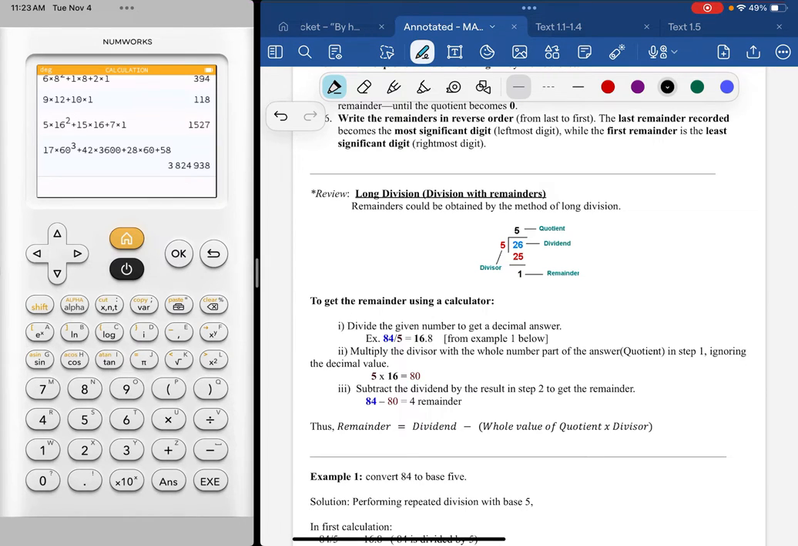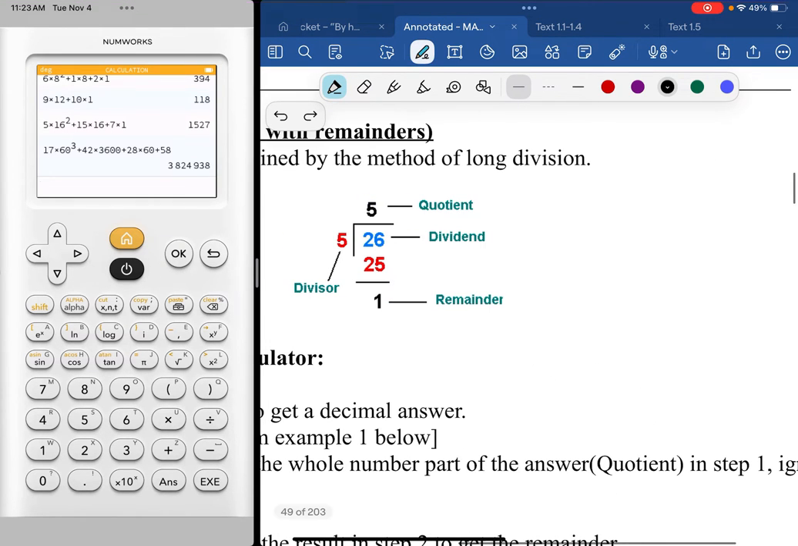So a quick little review on how you find a quotient using long division. All right. Divide the given number. So I'm looking down here. We have the example. I'll do another one with you in a sec. But we divide the given number to get a decimal answer. Then we multiply the divisor with the whole number of the answer, ignoring the decimal value, and then subtract the 2. All right, so we could involve a calculator on this. The different ingredients: the dividend is the thing you're dividing. The divisor is the thing you're dividing it by. And the quotient is the result, and the remainder is whatever is left over.